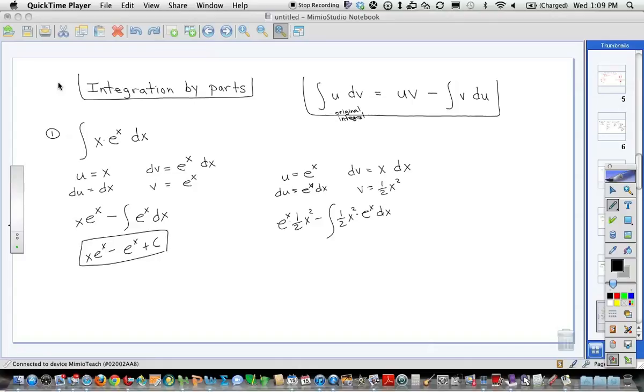So you start thinking about the different functions. One of the traits of integration by parts is that your integrals will have different families of functions in them. There'll be a mixture. There'll be some exponential, some log, some algebra, some trig.